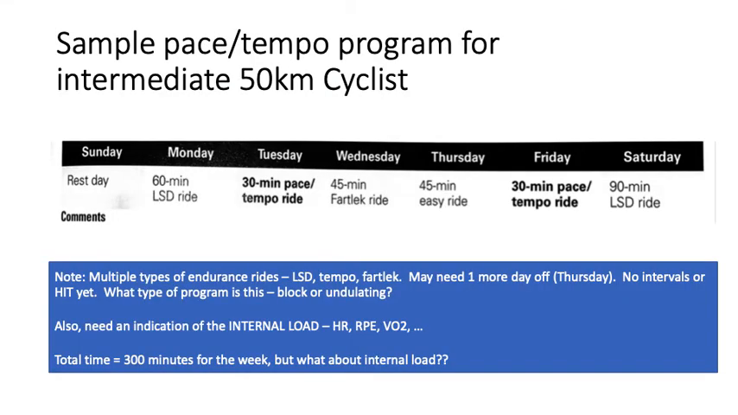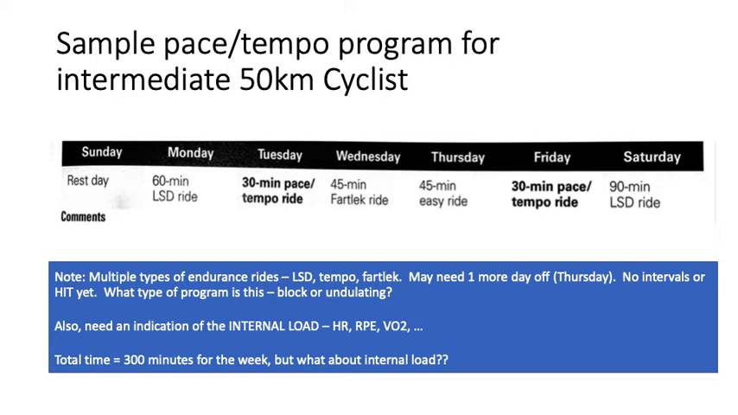All right, so here is a sample pace or tempo program for an intermediate 50-kilometer cyclist. So that would be the distance that they compete at, is 50K. So as you can see, Sunday, Monday, Tuesday, all the way the whole week is planned out. So as we can see, there's multiple types of endurance rides. We have long, slow distance, tempo, fartlek. You may need another day of rest in there. On Thursday, there's no intervals or hit yet.